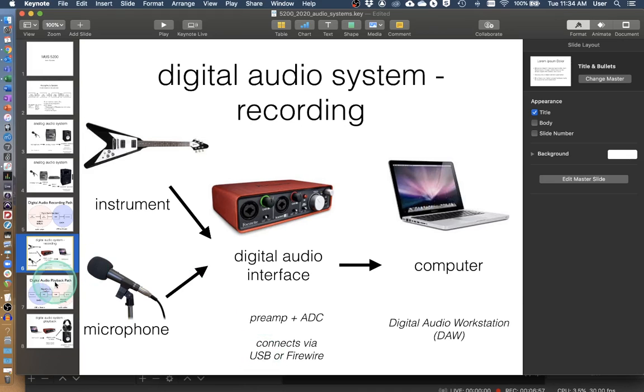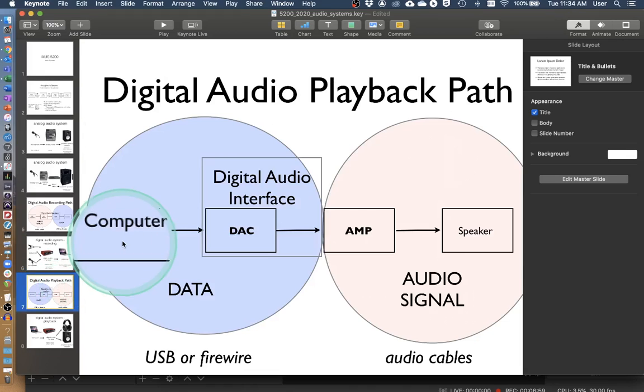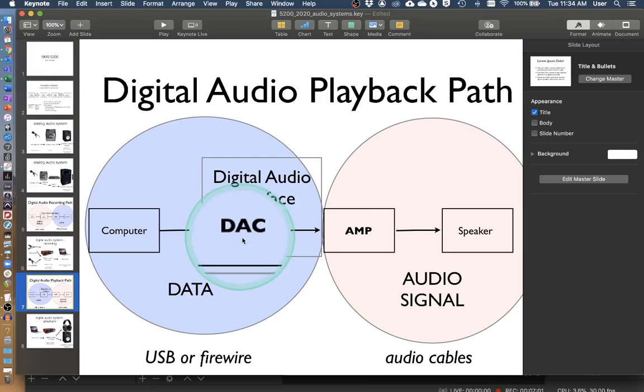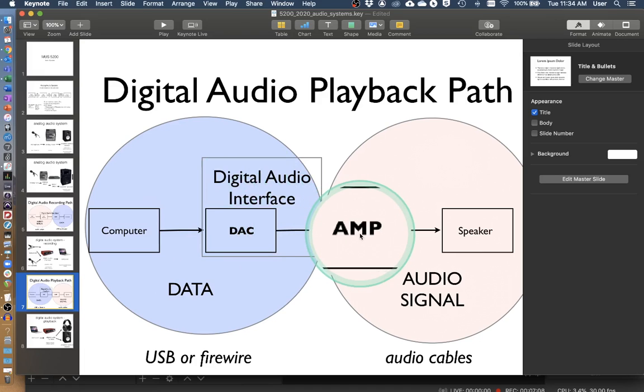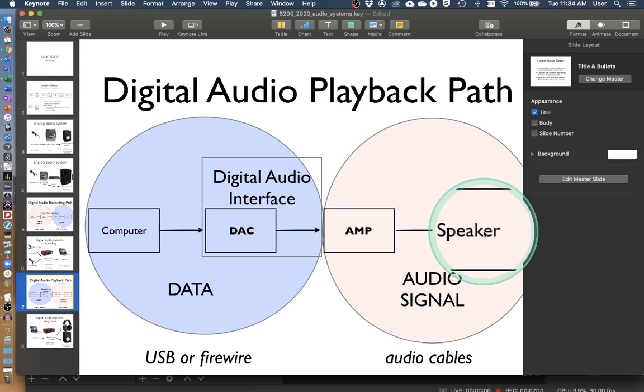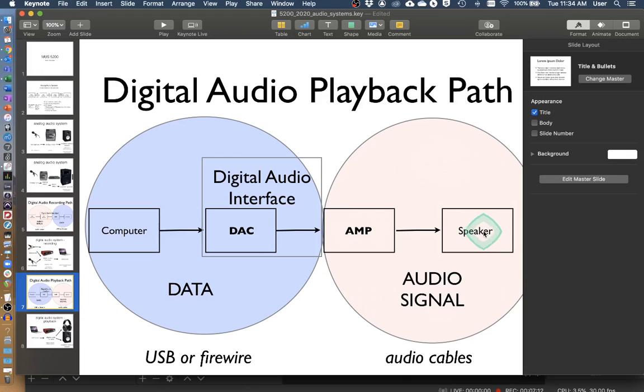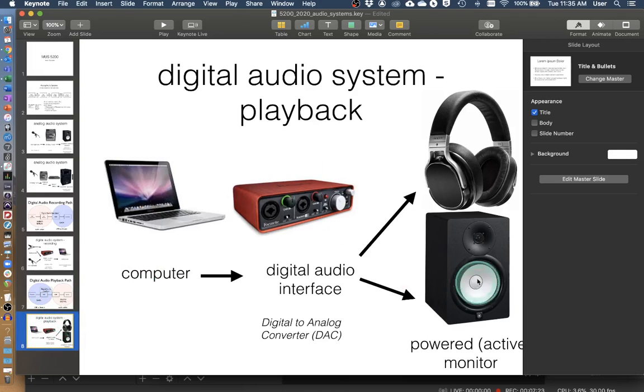For a playback scenario, we have the reverse. We have a computer sending data to your digital audio interface that is being reconverted back into an electrical signal that is then boosted by an amplifier and then output to a speaker. And so in that case, your computer is sending data out of a USB cable to your interface, and then that is sending out audio to your powered monitor.